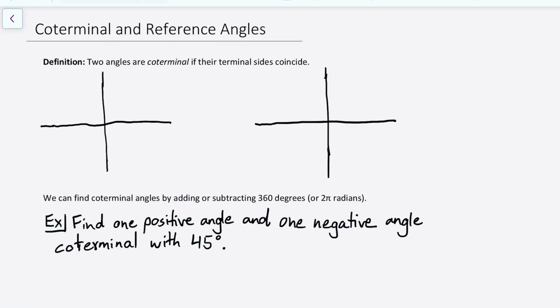Now that we have seen angles measured in both degrees and radians, I would like to present two definitions that we can use to relate different angles together. The first definition is coterminal angles. Two angles are coterminal if their terminal sides coincide, basically meaning they end at the same point in the quadrants.